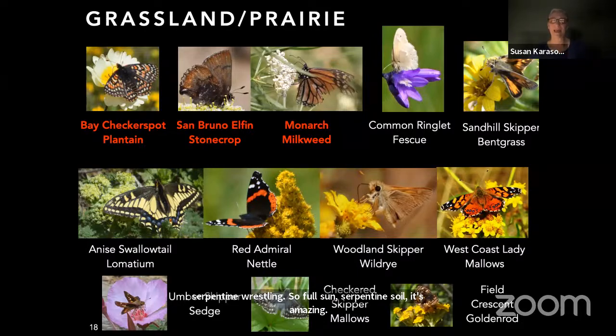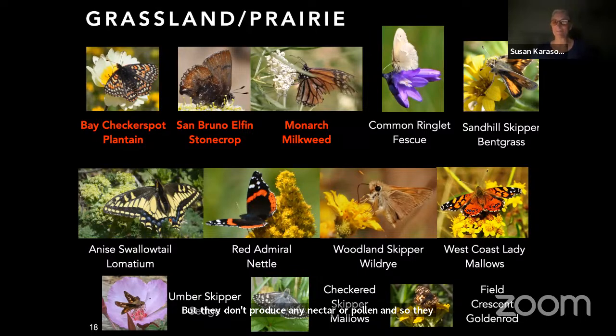San Bruno elfin uses the stonecrop, and the monarch, which isn't federally endangered yet. Yay, because you, Santa Clara Valley, have been planting milkweed. It uses milkweed, but it is threatened. But look at all the other gorgeous butterflies we have that use fescue and bent grass and wild rye and sedge. And those are wonderful grassland plants. They're grasses, so they've got seeds that feed birds, but they don't produce any nectar or pollen. And so they grow with a whole bunch of gorgeous flowering plants, the mallows and lomatium and goldenrod.